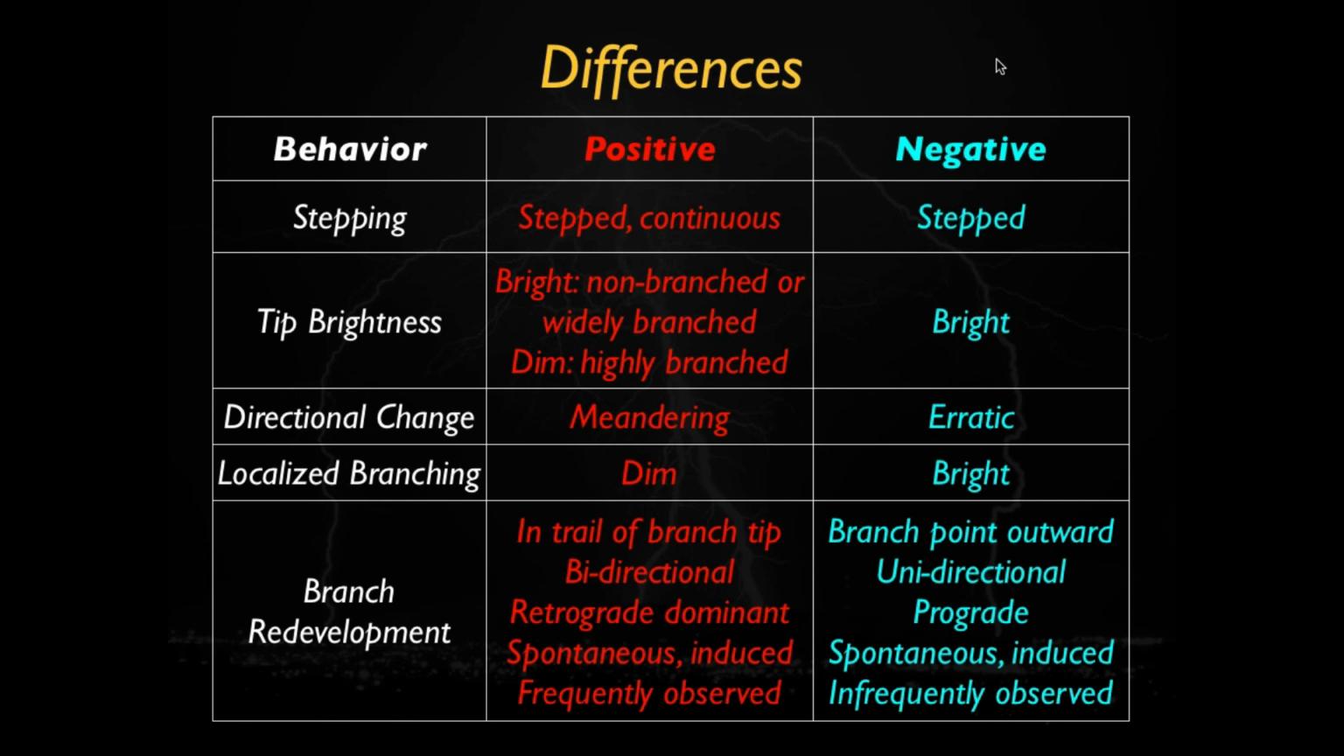negative leader. As far as the brightness of the tip of the leader, if the positive leaders are not branched or widely branched, just a few branches, they can be quite bright. However, if they do branch prolifically, the branches tend to become very dim, very difficult to see. The negative leaders, on the other hand, the tip brightness remains very bright no matter how much branching takes place. And as we saw previously, the stepping tip is very clearly visible and quite bright.